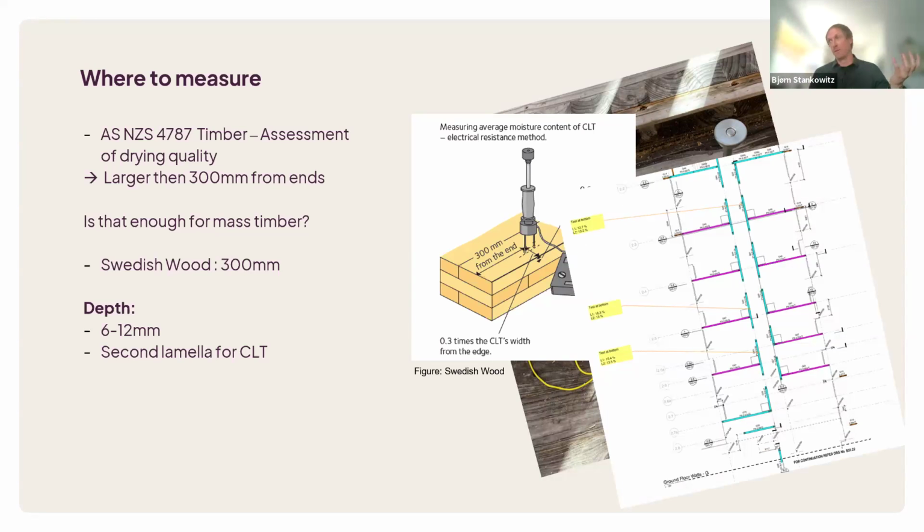And the depth suggested is usually two depths. One is if you, for example, have CLT, you measure at 6 to 12 millimeters, and you measure then in your second lamella, because that gives you an indication: is the panel dry from the inside? Is the moisture in the panel just surface moisture? And will some dry days actually take the moisture away?